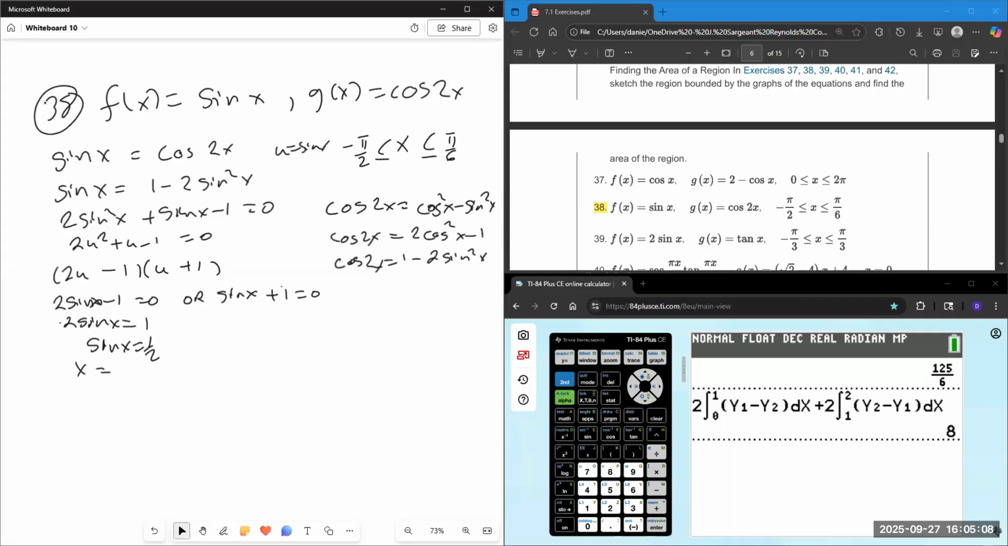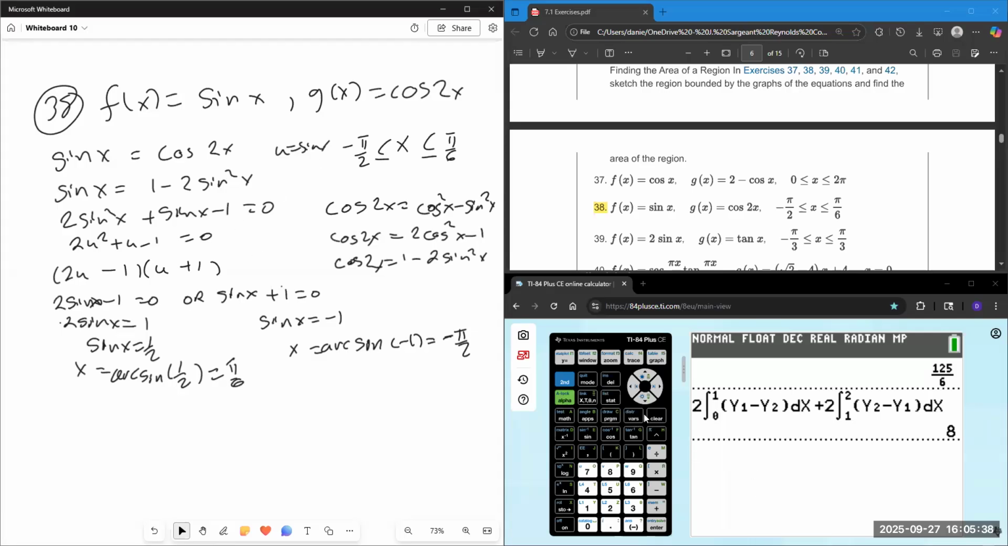x is equal to arcsine of 1/2, which is pi over 6. Sine x is equal to -1. x is equal to arcsine of -1, which is going to be negative pi over 2. So there's our negative pi over 2 to pi over 6 that we get.